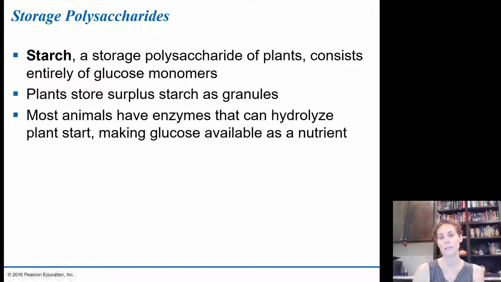Starch is a storage polysaccharide that plants have, and it consists entirely of just a ton of glucose monomers. So plants store surplus starch as granules. Most animals have enzymes that can hydrolyze plant starch, making glucose available as a nutrient. So most animals, including humans, have an enzyme that can break that starch molecule up so that we can use it as energy. It's very, very complex.